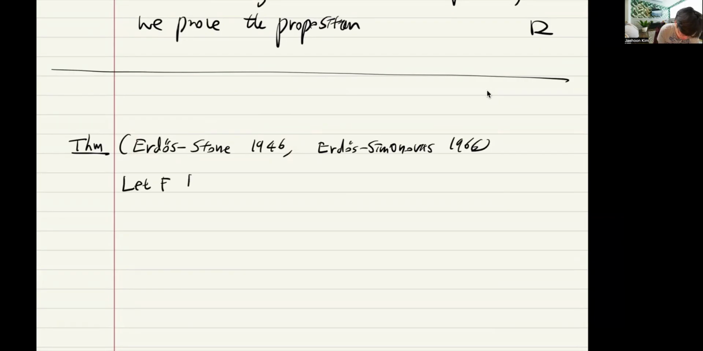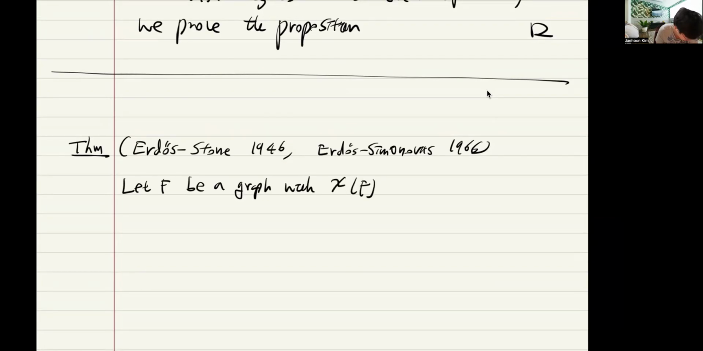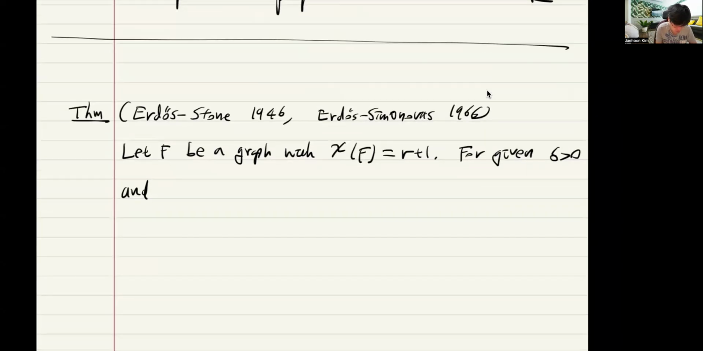So let's say I have the graph F satisfying its chromatic number is specified as r plus 1. For given positive delta, and let's use H instead of F. And no, let's use F, F is better. So F is given, and for given delta and F, we have this.